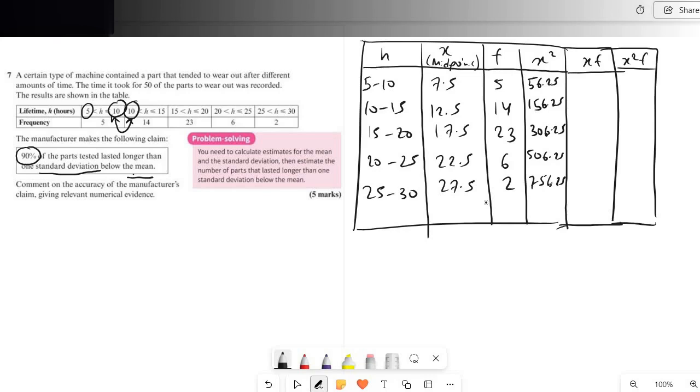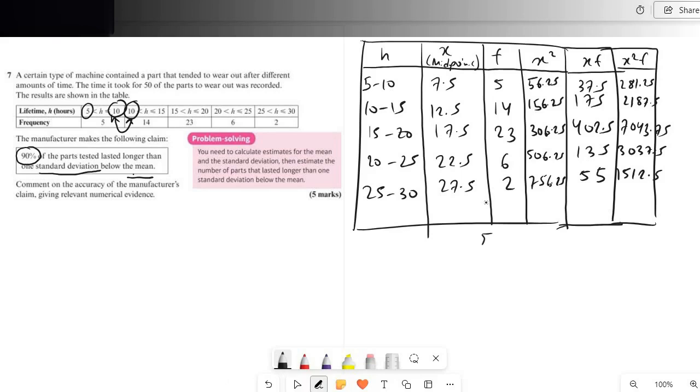So here this is going to be 37.5, 175, 402.5, 135, and finally 55. So x squared f are going to be 281.25, then 2187.5, then 7043.75, 3037.5, 1512.5, which we calculate the values from using the calculator.